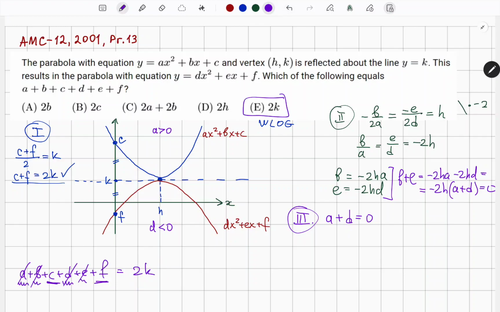It's E. Look, it's only problem number 13, but look at how much skill you have to demonstrate. So let's move to the next problem.